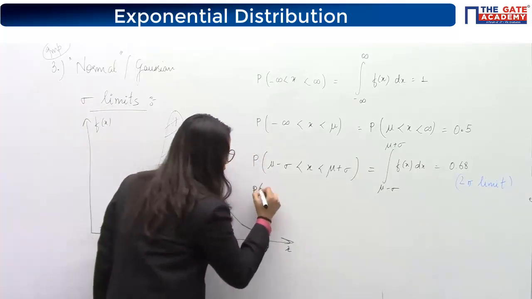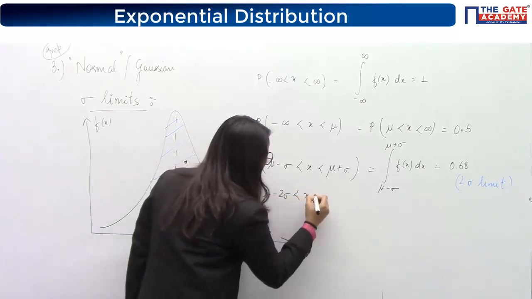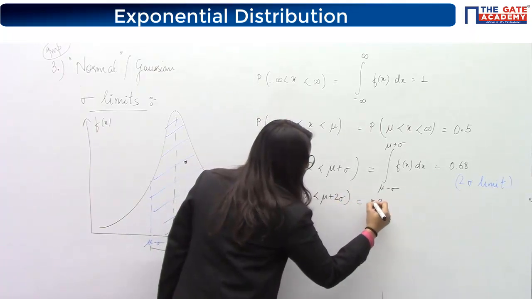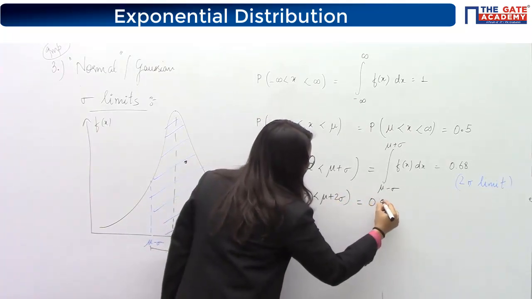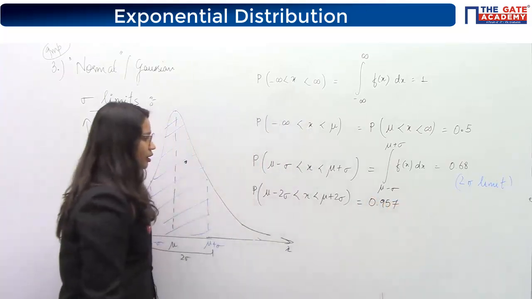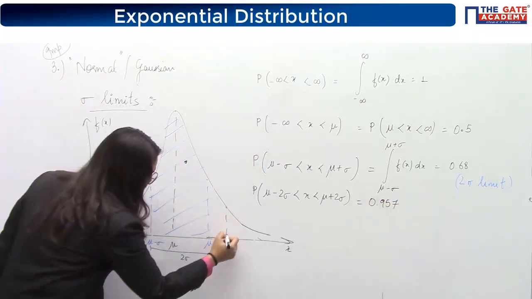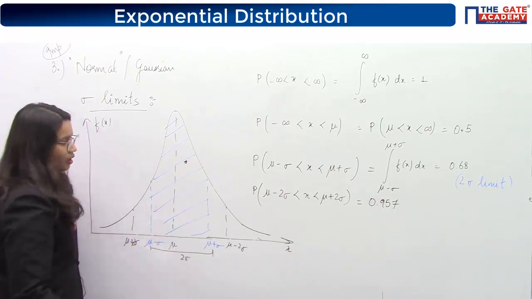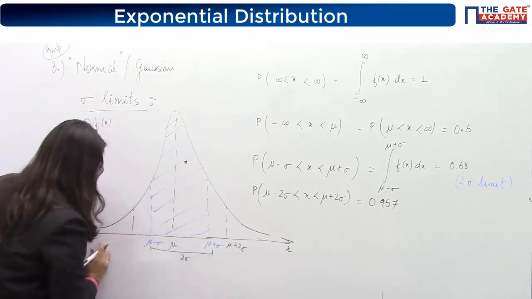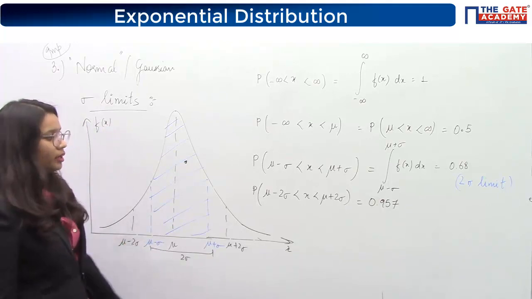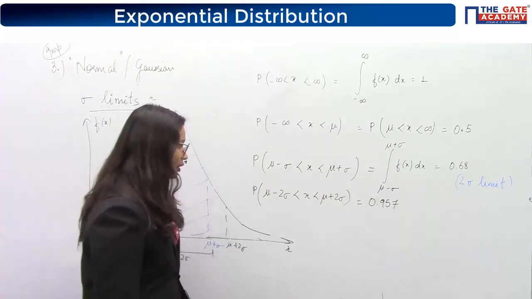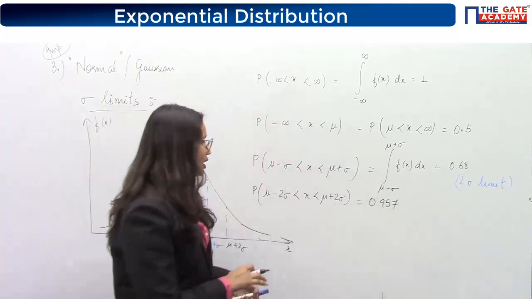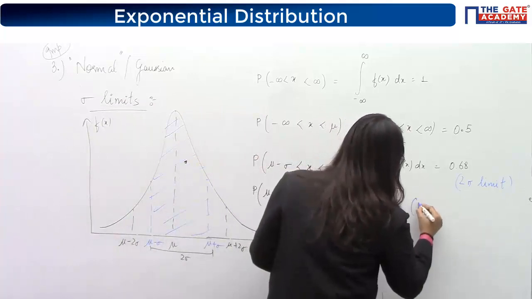Similarly, we found that the integration from mu minus 2 sigma to mu plus 2 sigma came out to be 0.957. Sorry, it will be plus here and minus here. So its value always came out to be a constant 0.957. You have to remember this by heart because questions are asked from this, and this is known as the 4 sigma limit.